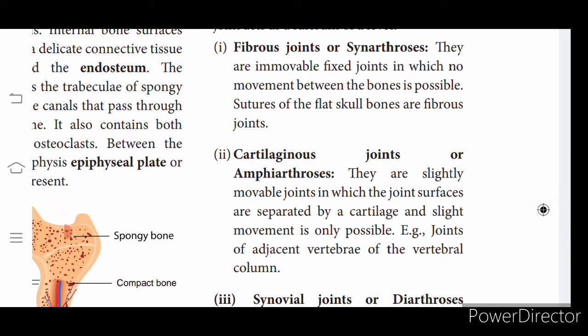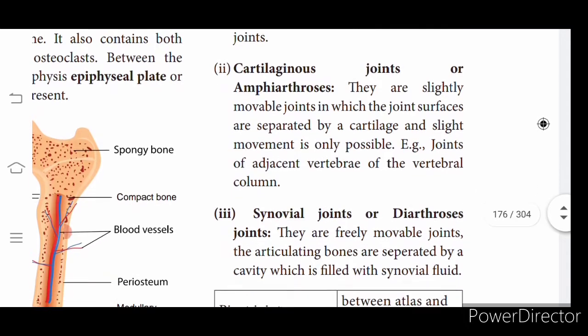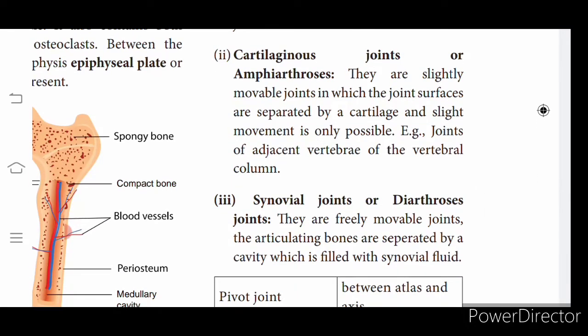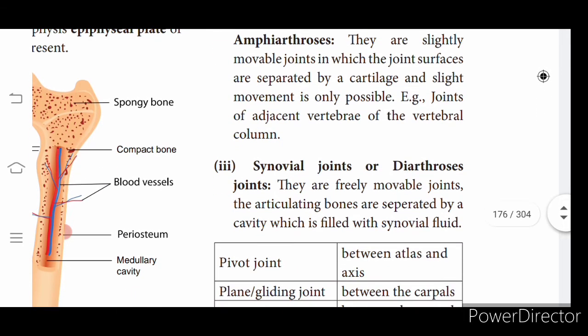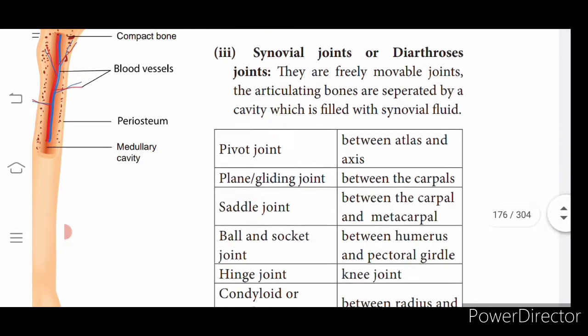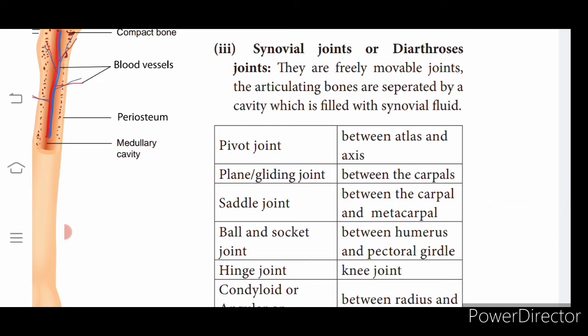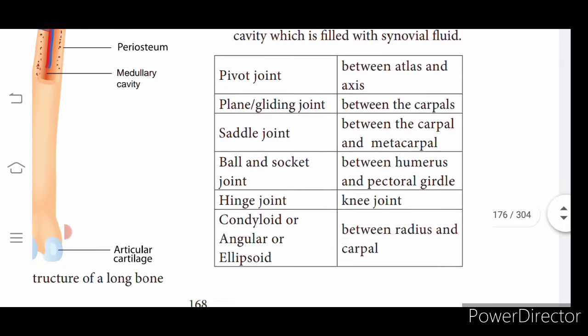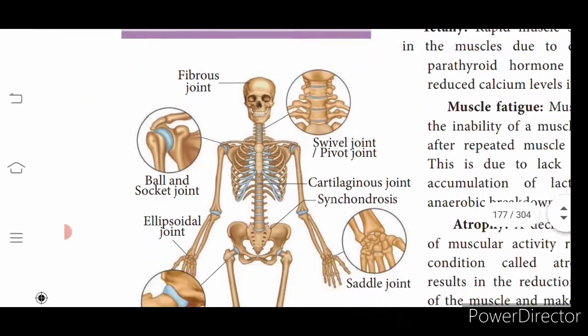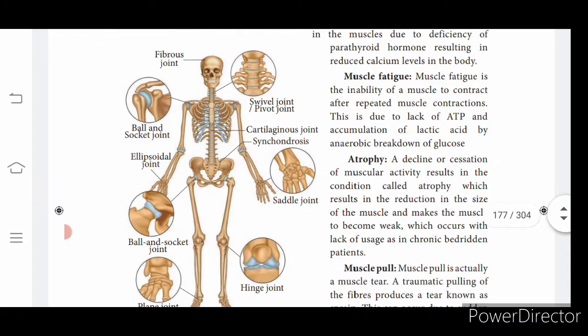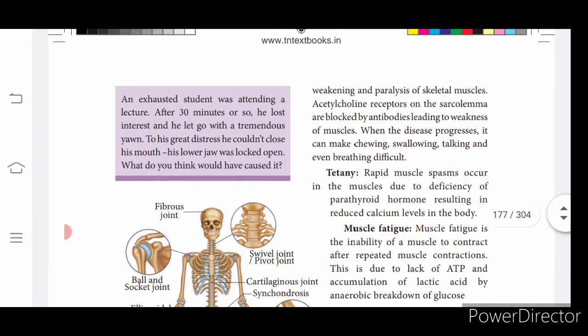So fibrous joints, they are immovable joints. There is no movement possible. Cartilaginous joints, they are slightly movable joints, where the surfaces are joined or separated by cartilage, and only slight movement is possible. And synovial joints, they are freely movable joints. The articulating bones are separated by a cavity which is filled with synovial fluid. So the whole human skeleton and the names are given, you can just go through.